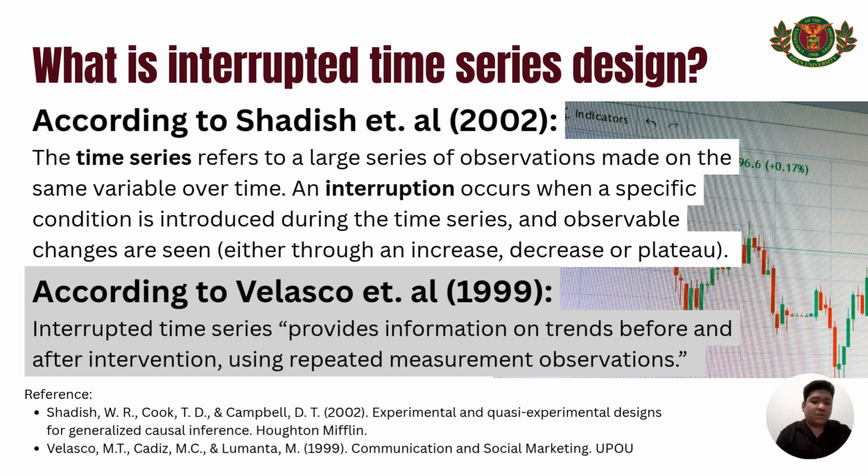Now, an interruption occurs when a specific condition is introduced during the time series. When we refer to an interruption, we're referring to a policy or a program that you're going to implement in the following group, which we've determined in our time series. And through the application of the interruption, we will observe if there are changes to be seen after the interruption. So either it can be seen through an increase, a decrease, or a plateau.